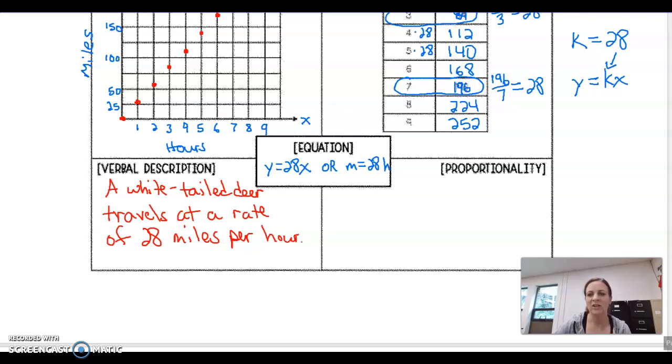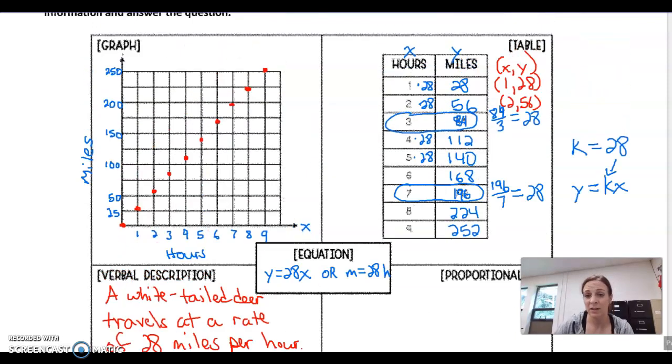Now, these all are saying the same thing. This table, this is representing going 28 miles per hour. This graph, notice every hour we're increasing 28. That represents 28 miles per hour. The equation, 28 miles per hour. The description, 28 miles per hour.